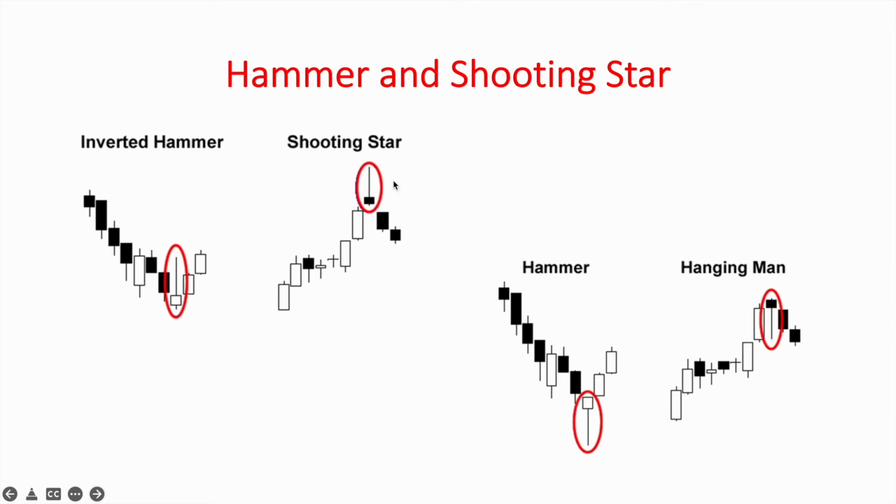Mostly the shooting star is printed as a red candle, and the inverted hammer is printed green. But in some cases, it might contravene. Now, the hammer and hanging man. The hammer is a bullish candle found at the end of a downtrend, signaling a bullish reversal to the upside.